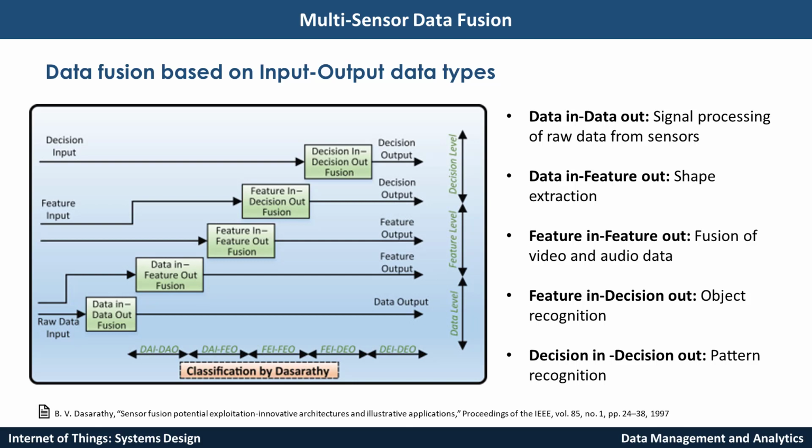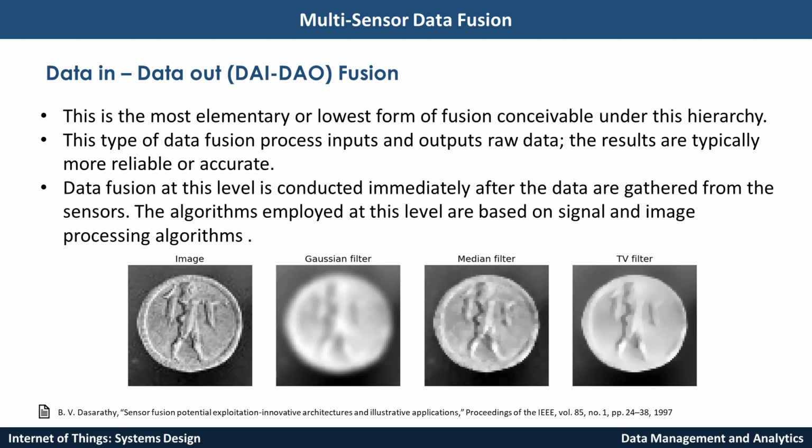Data fusion can also be classified into 5 different categories based on the input-output data types: data in, data out; data in, feature out; feature in, feature out; data in, decision out; and feature in, decision out. First type of data fusion is data in, data out. This is the most elementary or the lowest form of fusion that you can think of. Basically, you put the data into the fusion algorithm and it will output again the raw data.